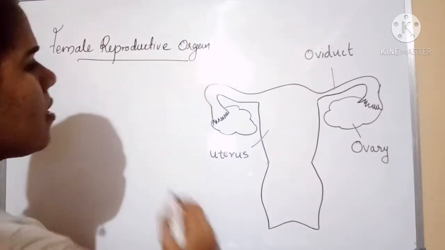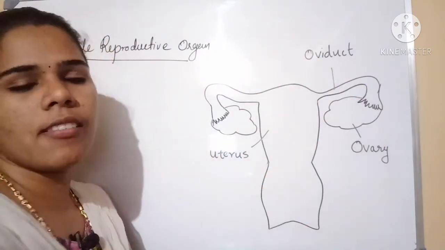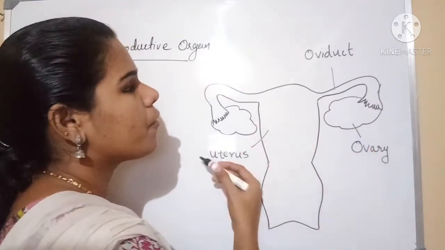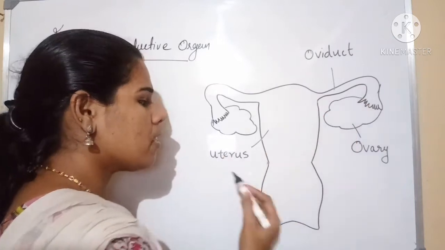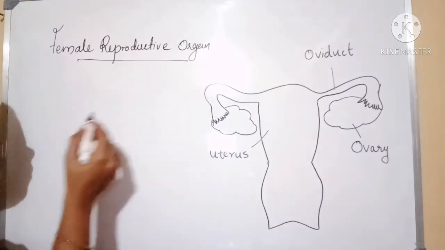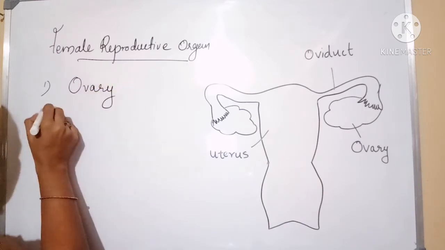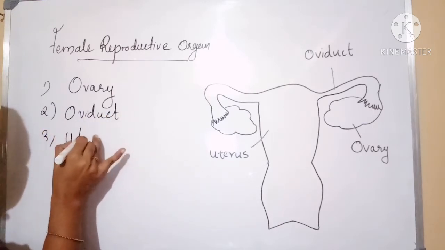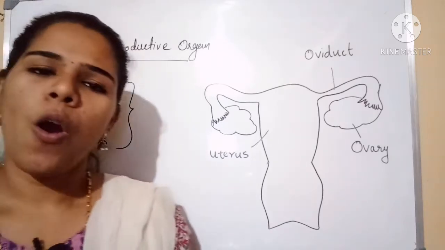Okay, so this is the female reproductive organ. When we draw, you can see like this. A female reproductive organ consists of a pair of ovary, an oviduct and a uterus. So three parts. These are the three parts of the female reproductive organ.